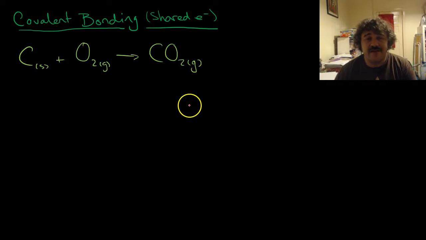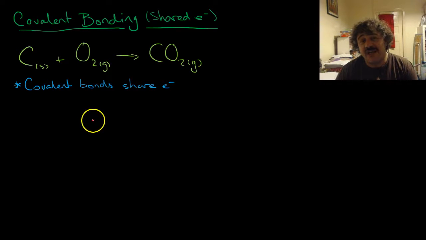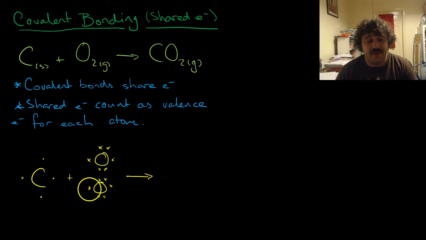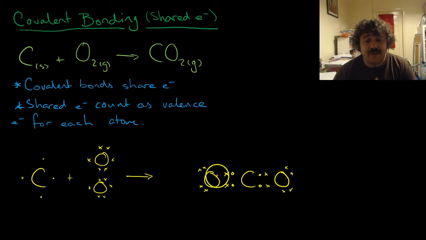Now if you have a look at covalent bonding, it happens with shared electrons. Here we have the burning of carbon in oxygen, and we burn it really well, so we get carbon dioxide. Covalent bonds share electrons, so shared electrons count as valence electrons for each atom. Let's see what we mean. Here, carbon has 4. Oxygen has 6 and 6. They're going to share the electrons. So basically, this here is oxygen's outer shell now. It's got these two, these two, these two, and these two.